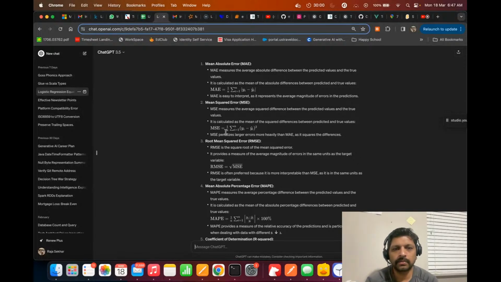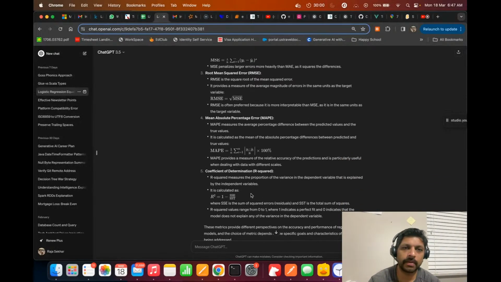Okay. Mean absolute percentage error. MAPE measures the average percentage difference between the predicted values and the true values. It's a measure of the relative accuracy of the prediction and is fairly useful with different scales.